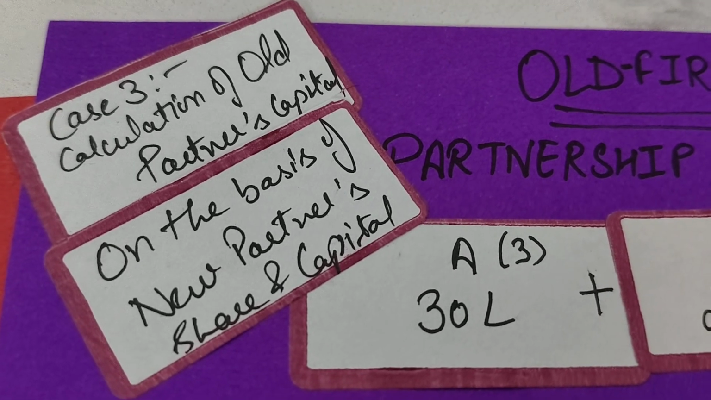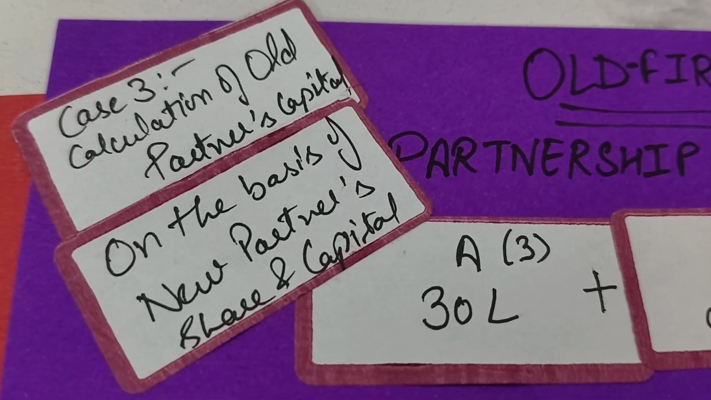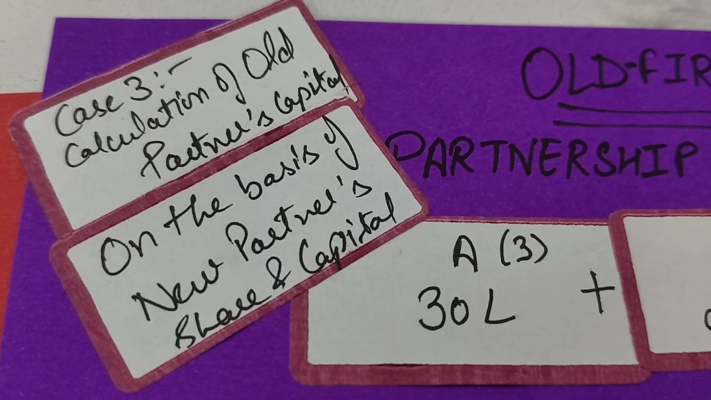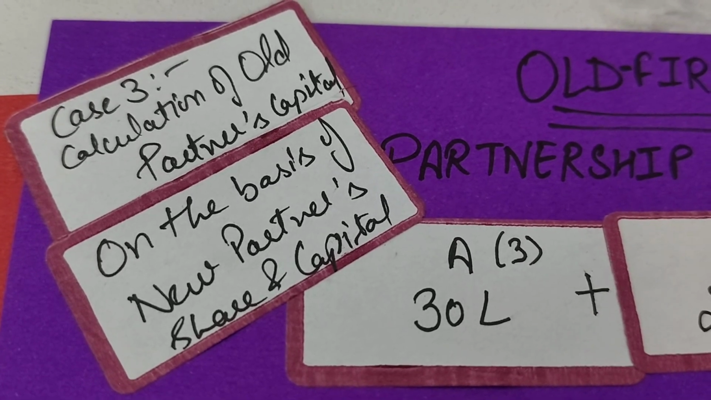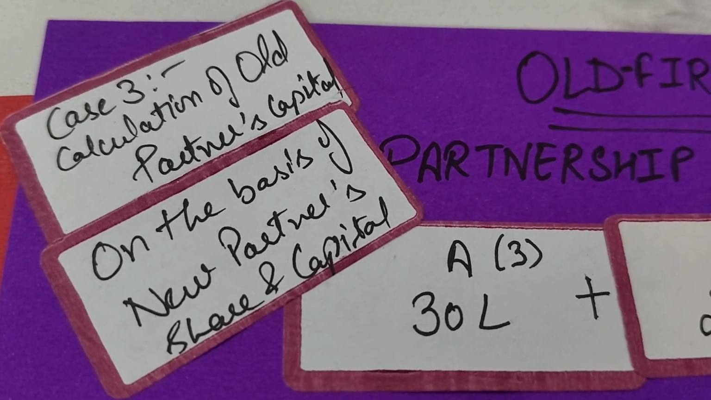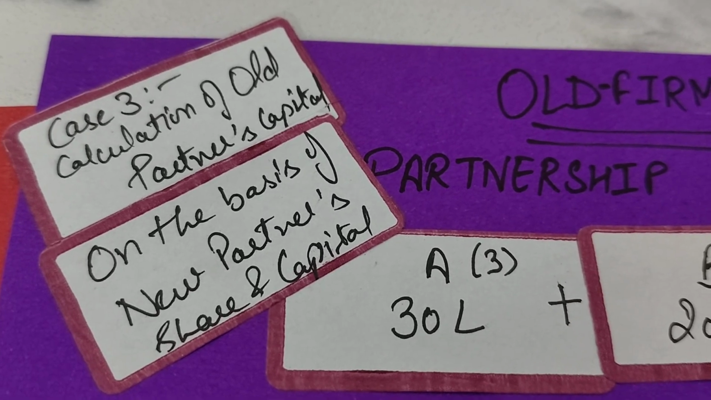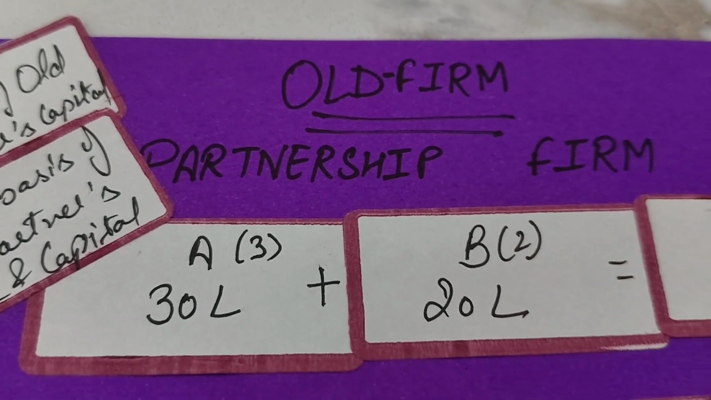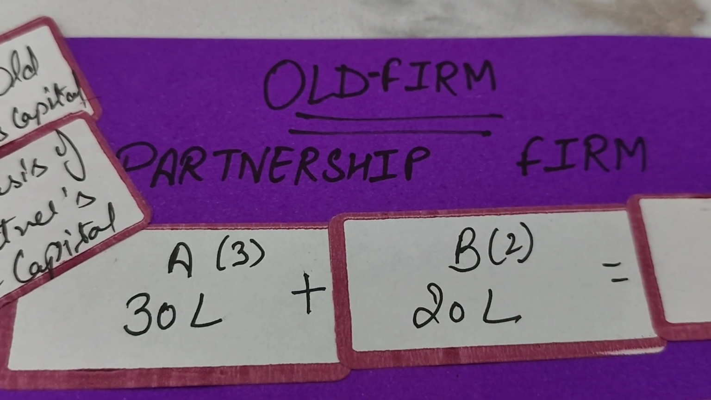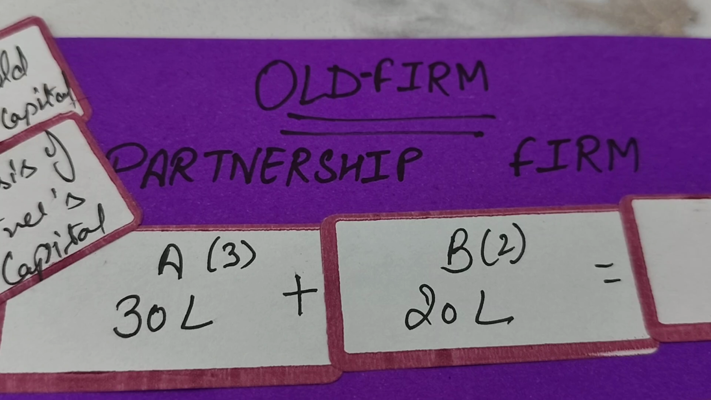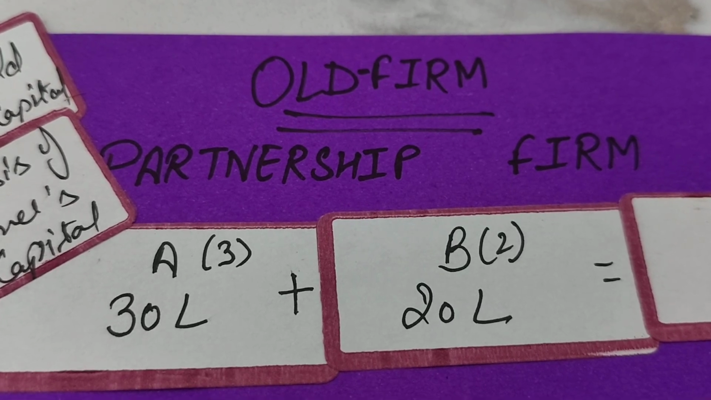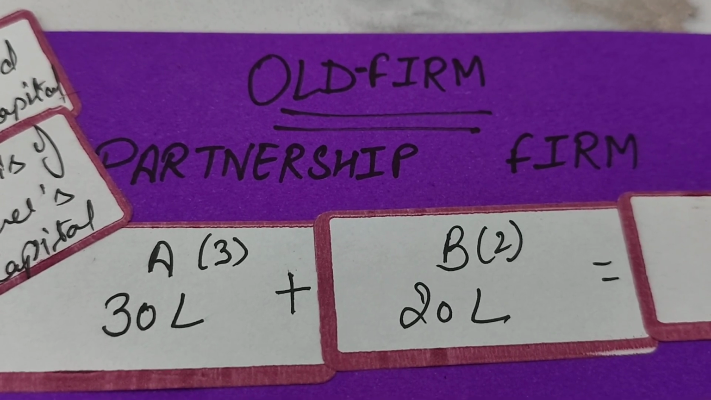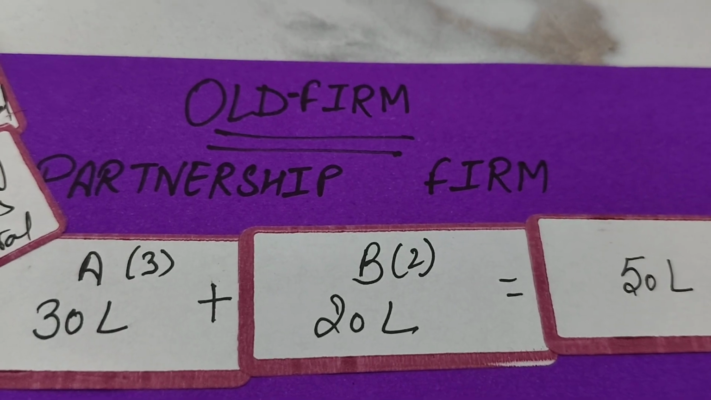Let's talk about adjustment 3. That is when we have to calculate old partner's capital on the basis of the new partner's share and capital. So, continuing with the earlier given cases, I have taken the old firm, that is the partnership firm where A and B are partners. Their profit sharing ratio is 3 is to 2 and their capitals are 30 lakh and 20 lakh. So what is the capital of the old firm?